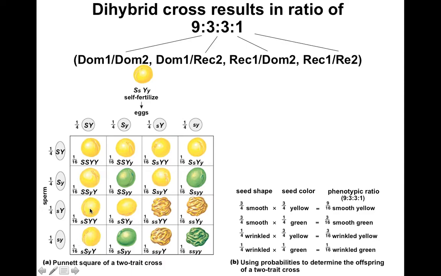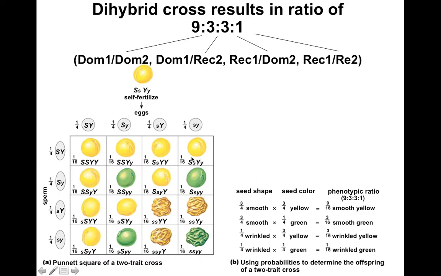However, if you look at the amount that demonstrate the dominant phenotype for both, you're going to end up with 9. And counting the ones that are demonstrating the dominant phenotype for one but not the other, for example, green but smooth versus yellow but wrinkled, you're going to end up with 3.